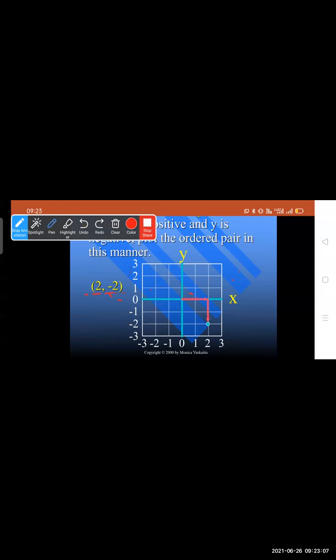So here we get a point that is (2, -2). Okay, students, 2 towards the horizontal line, right side, and 2 towards the vertical line in the downward direction. So we get (2, -2). Clear?